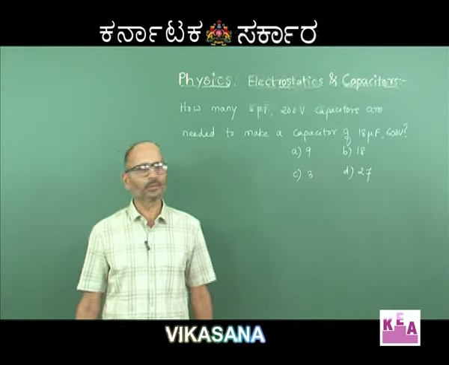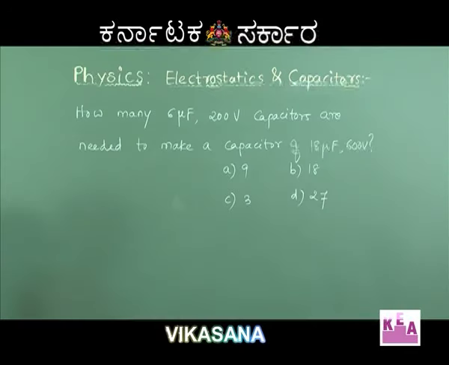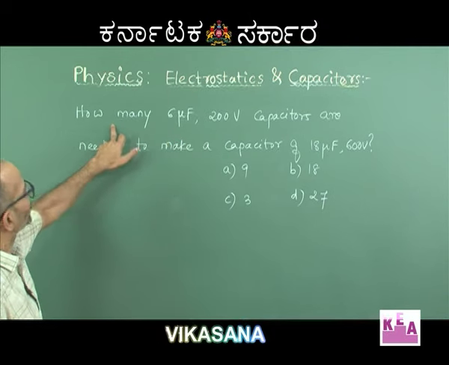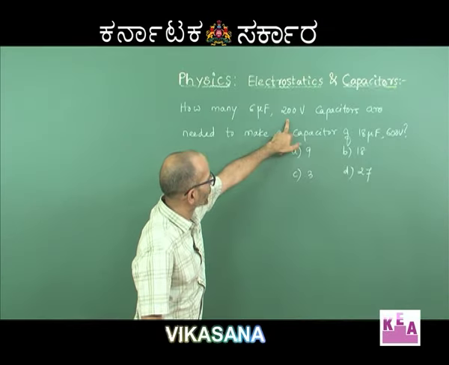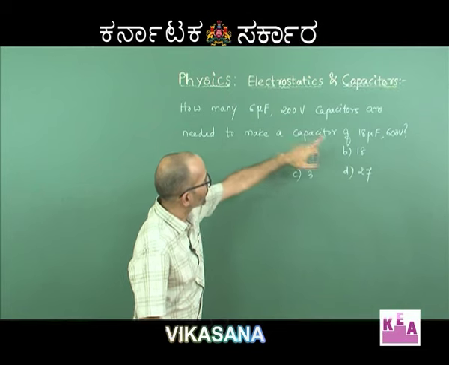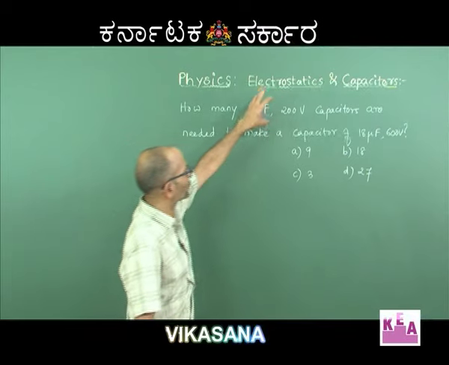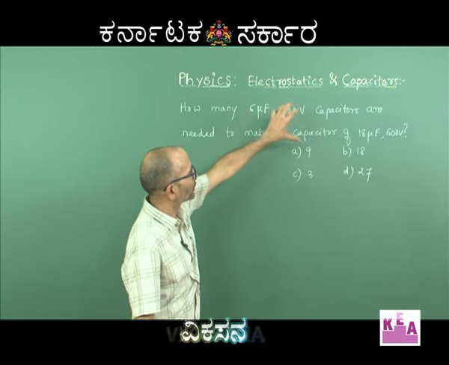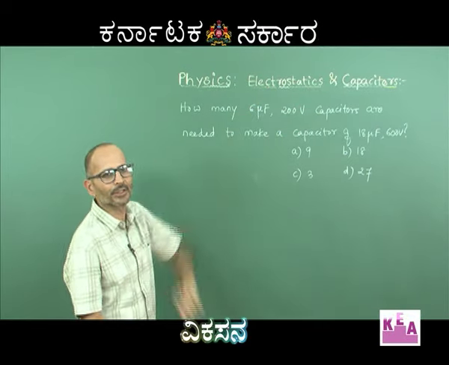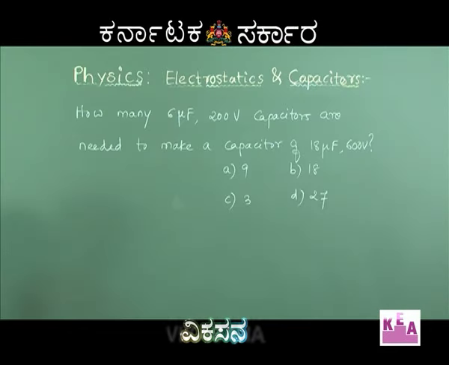Yeah, so one last problem. How many 6 microfarad 200 volt capacitors are needed to make a capacitor of 18 microfarads and 600 volts? See, each capacitor is of 200 volts breakdown voltage, and you need to have a 600 breakdown voltage across the system. So that is possible only when you have 3 capacitors of 200 volts each, because the drop in one is going to be 200, the drop in the second is going to be 200, and the drop in the third is also going to be 200, which will make that 600 volts which you are going to connect across the system to be correct.